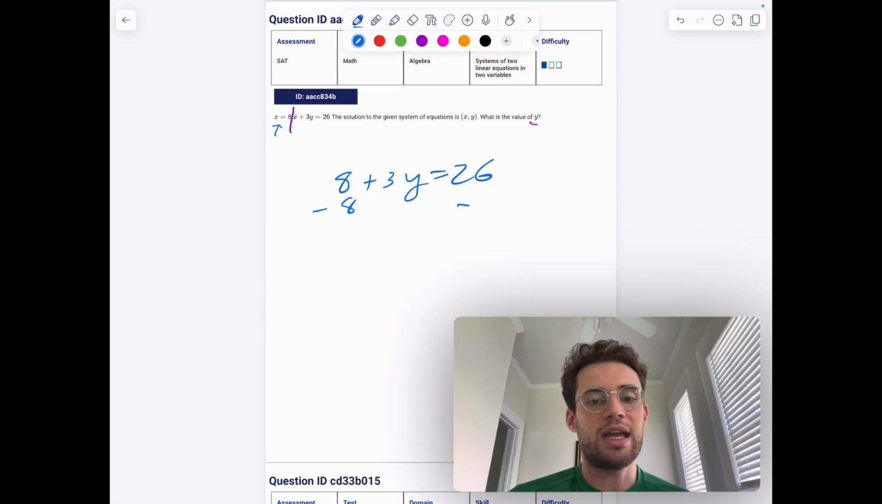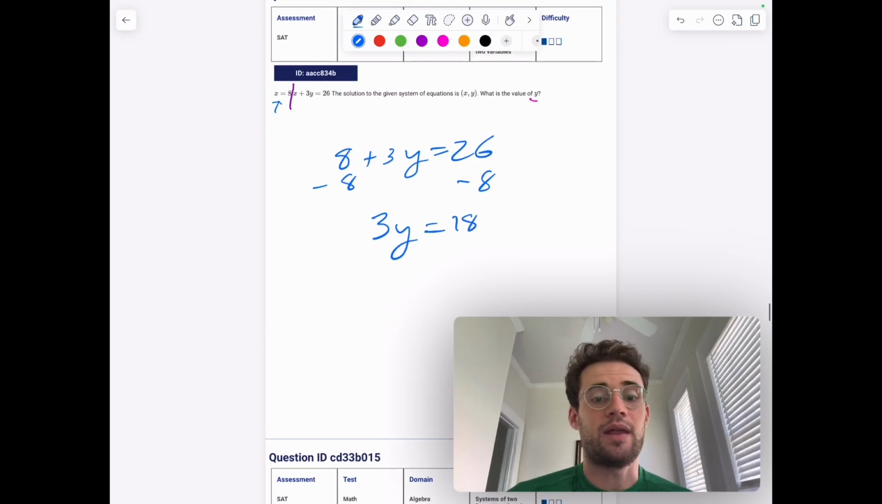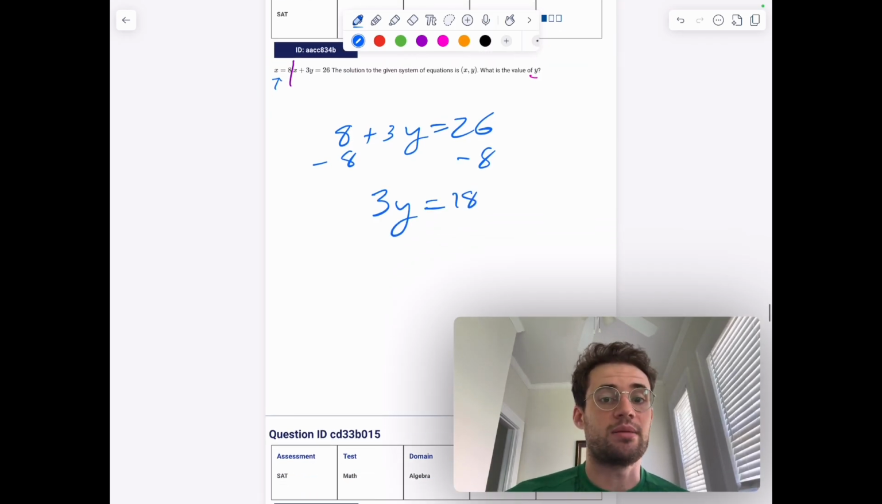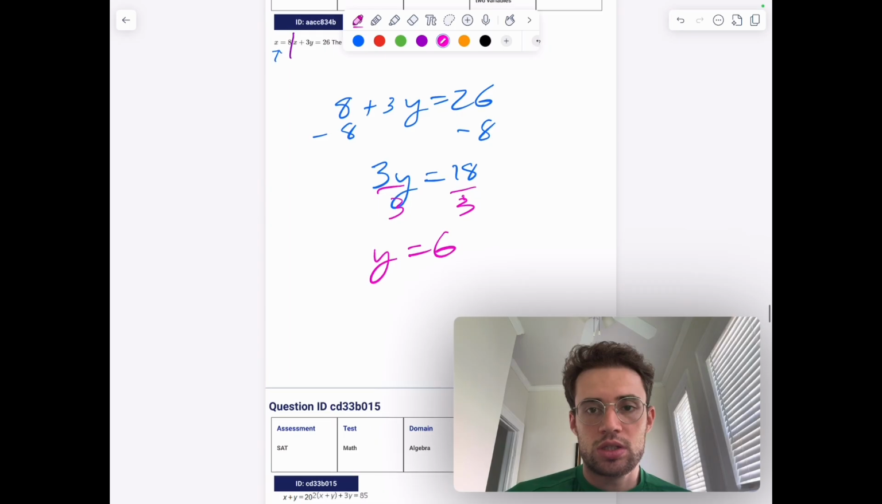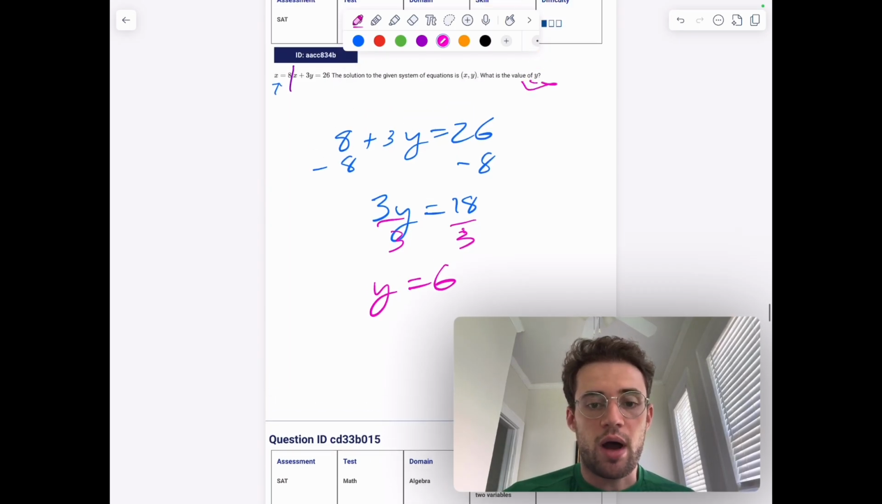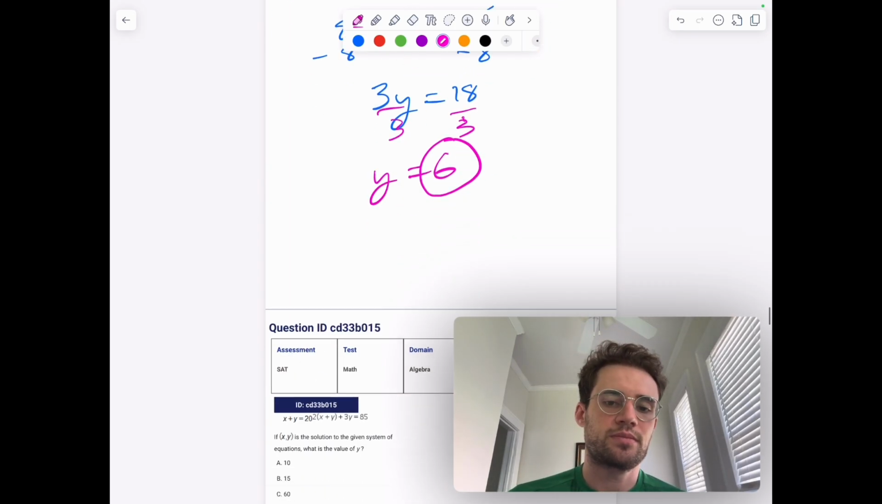So I'll subtract 8 from both sides. We get 3y equals 26 minus 8 is 18. And then you can think what times 3 makes 18? y is going to be 6. Or just divide both sides by 3 if that's what you're more comfortable with, and you get y is equal to 6. So all we're doing here is finding the value of y. 6 will be our answer.